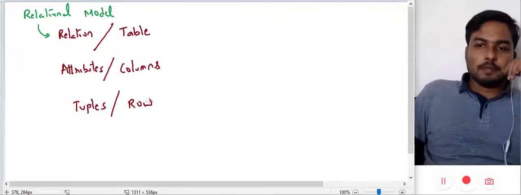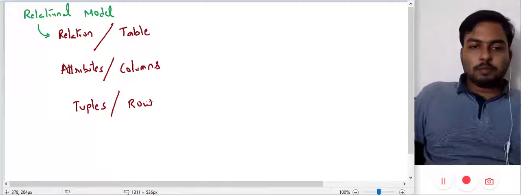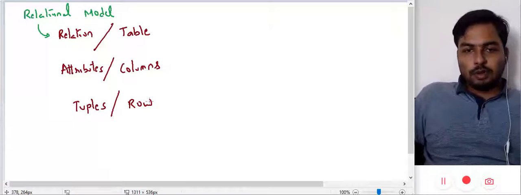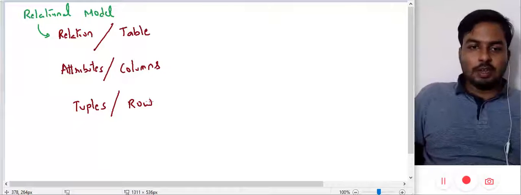Both mean the same. Rows are also called records, no? Rows are also called records. Yes. You can call it records, you can call it tuples, you can call it rows.